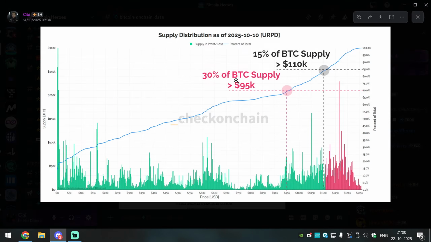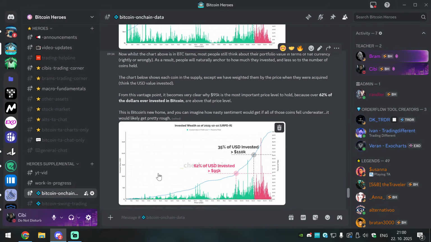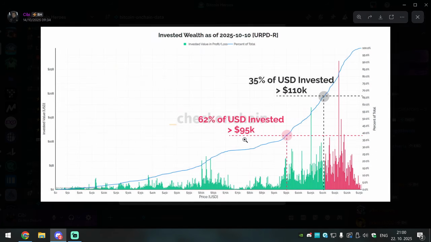So let's go. This is the supply distribution on Bitcoin. 62% of all the money ever invested in Bitcoin was poured in above 95,000. Look at the volumes here, huge, because the institutions arrived, and retail is very small. Institutional inflows are like 30 times larger compared to retail.